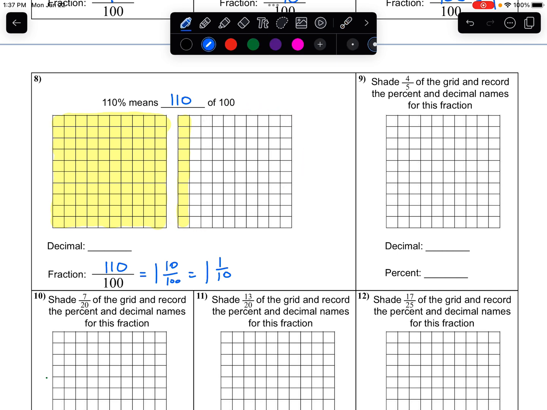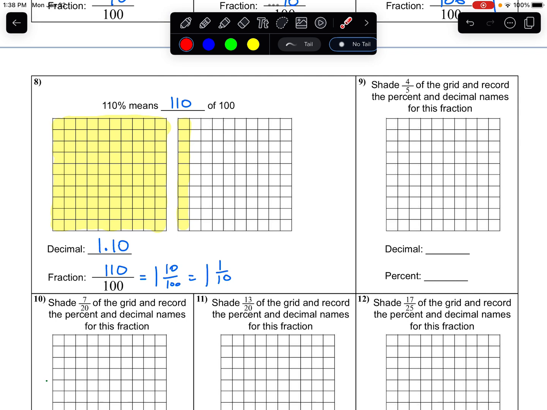So what is this as a decimal? Well, it's 1.10, or 1 and 10 hundredths, right? Or you can simplify that to 1.1 as well, 1 and 1/10. All right, let's take a look at 9.